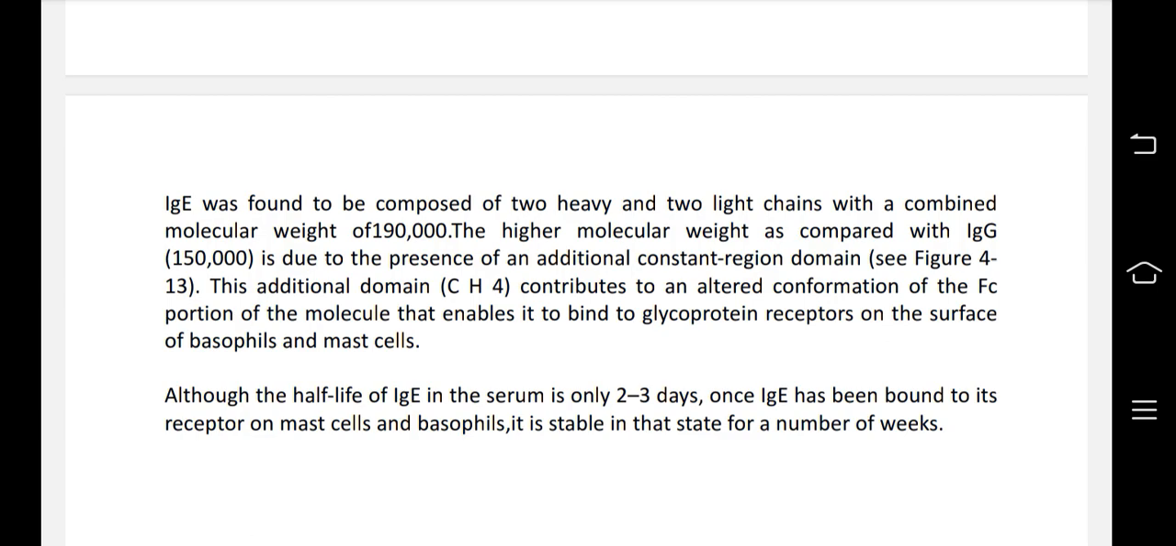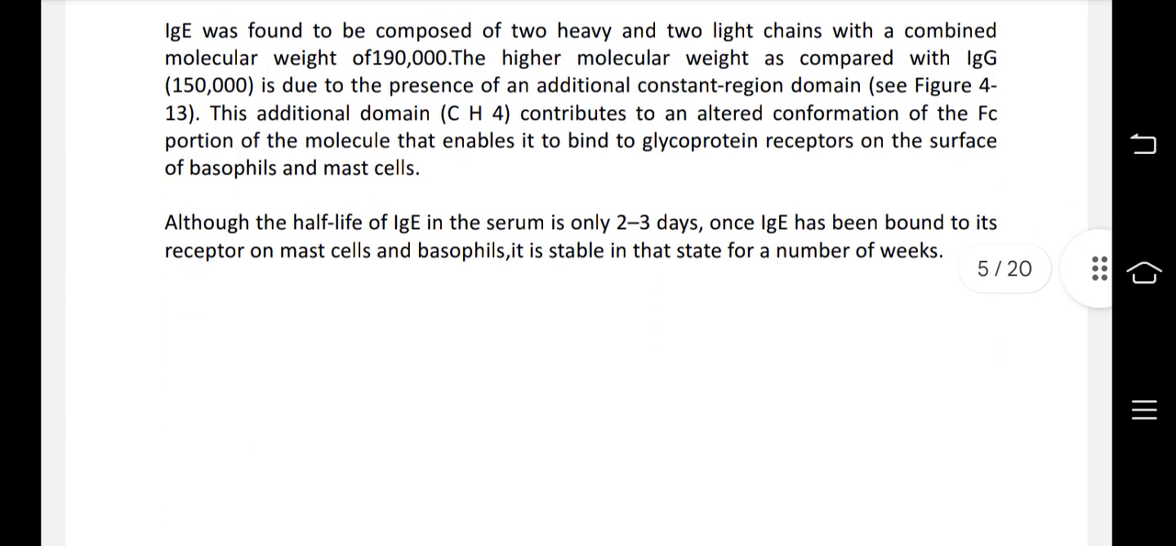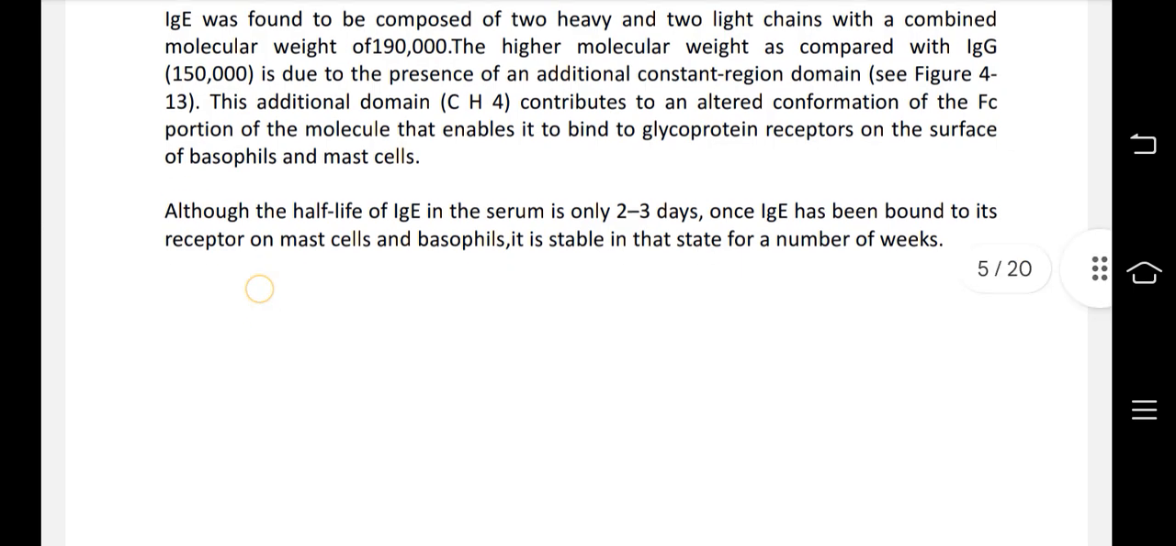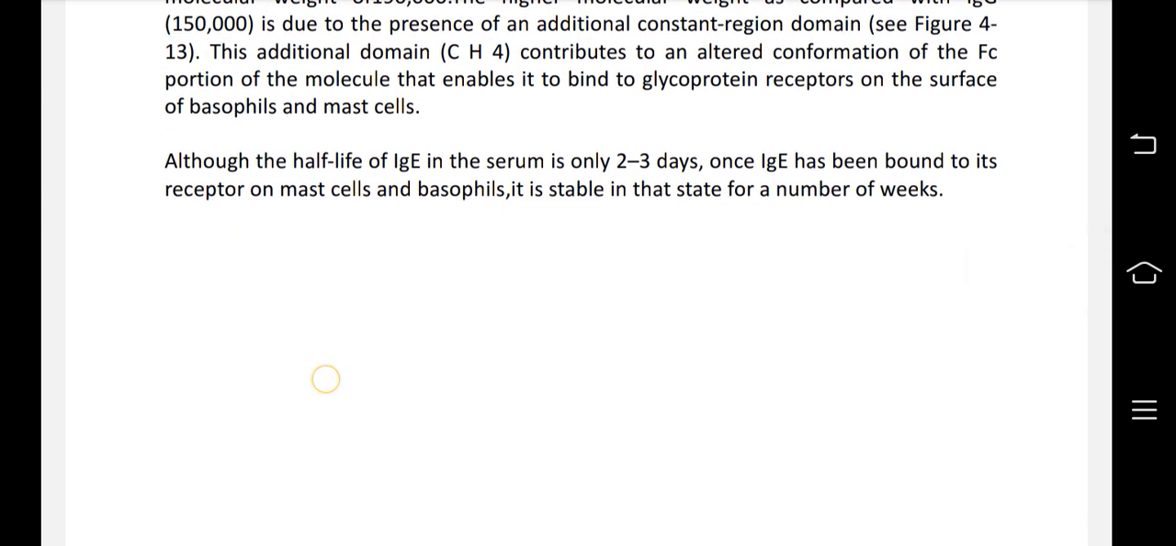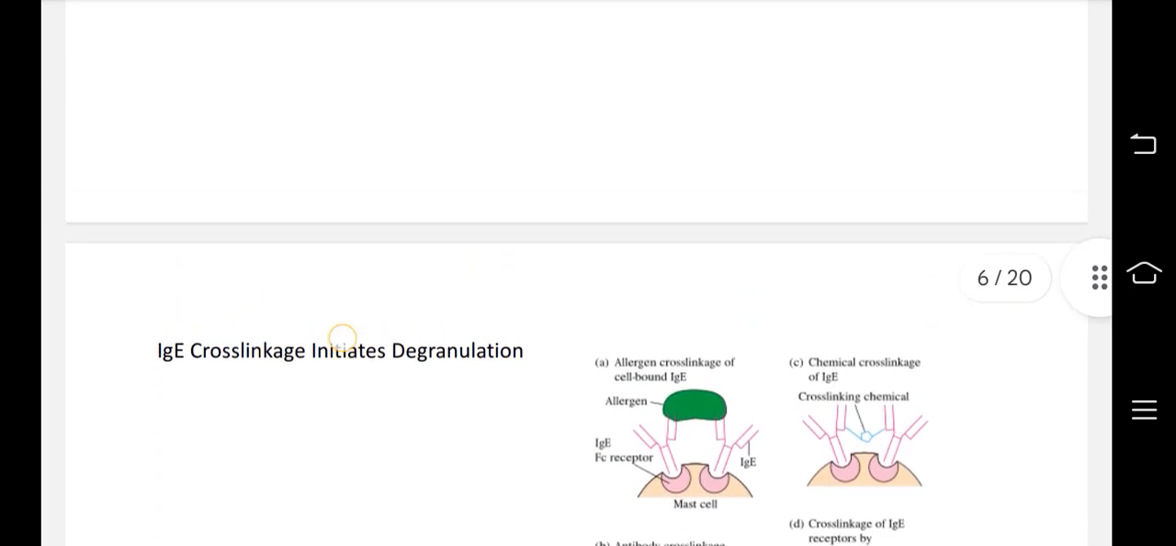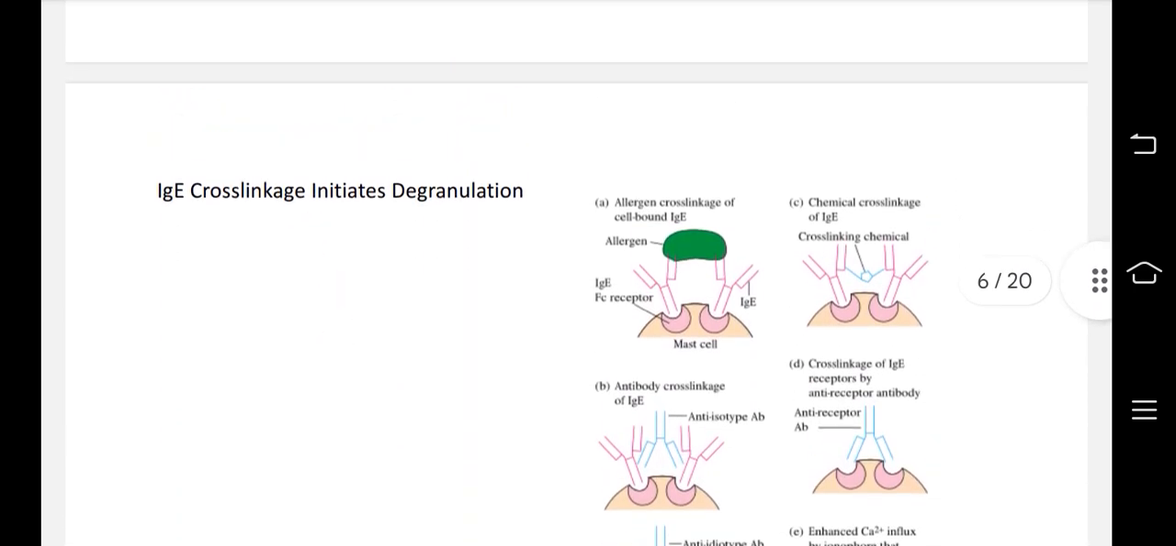This additional domain contributes to an altered conformation of the Fc portion of the molecule that enables it to bind to glycoprotein receptors on the surface of basophils and mast cells. Although the half-life of IgE in the serum is only 2 to 3 days, once IgE has been bound to its receptor on mast cells and basophils, it is stable in that state for a number of weeks. Then IgE cross-linkage initiates degranulation.